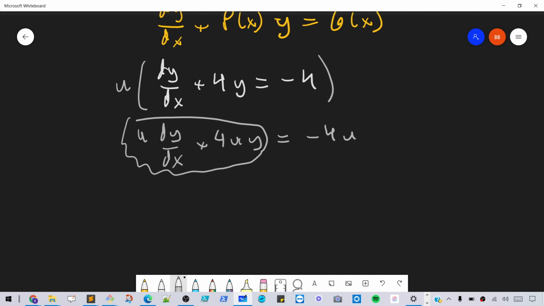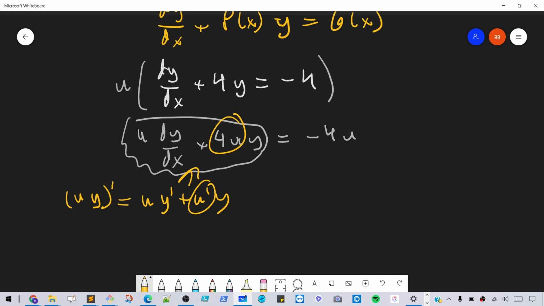And what I mean by that is if we had uy and we took the derivative, we'd have to use the product rule, and we would get u y prime plus u prime y. And notice that that looks an awful lot like this, with one big difference. That doesn't quite line up. So what we can do is we'll make it line up. We'll set these two equal. We'll set u prime equal to 4u and solve it. And that's how we're going to make this work.